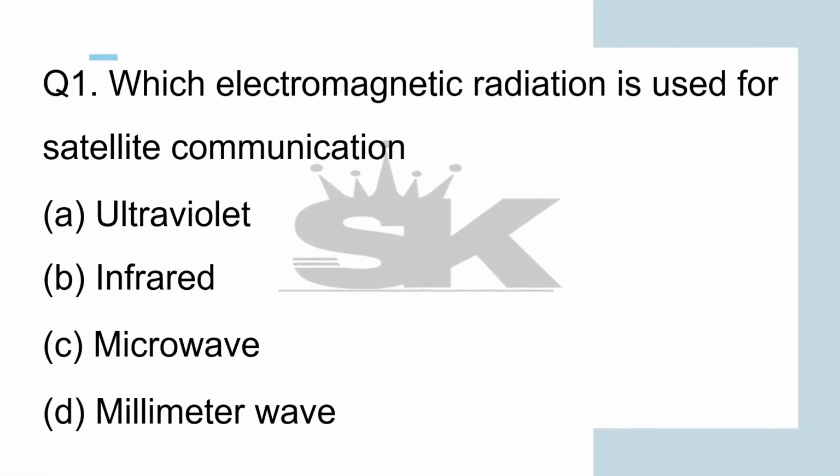First question: which electromagnetic radiation is used for satellite communications? Answer is microwave. Okay, microwave is a line of sight wireless communication technology that uses high frequency beams of radio waves to provide high speed wireless connections that can send and receive voice, video and data information.